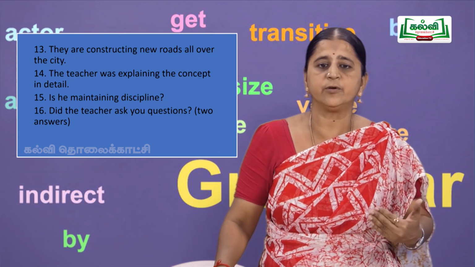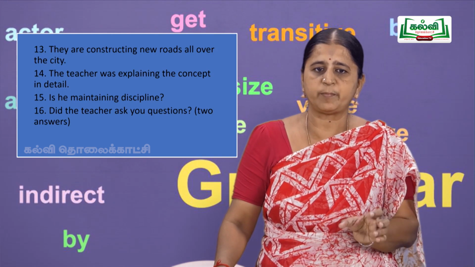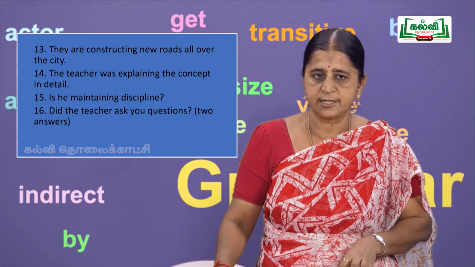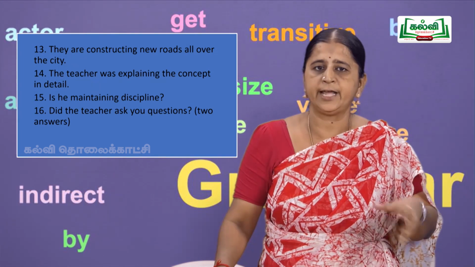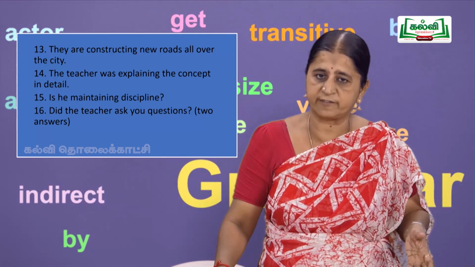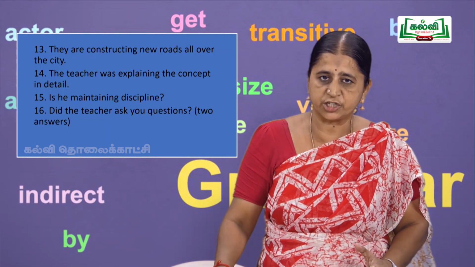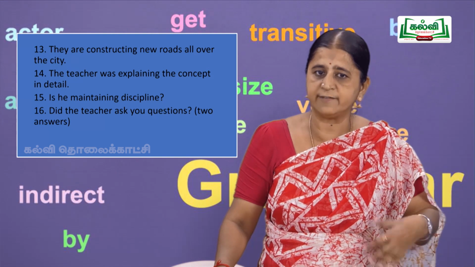Let me say this clearly once again. For this sentence, the teacher was explaining the concept in detail. The teacher was explaining what? The concept. So the concept is your object here. It becomes the subject in the passive voice. The concept was being explained by the teacher in detail. I will explain this clearly again when we do the past continuous.